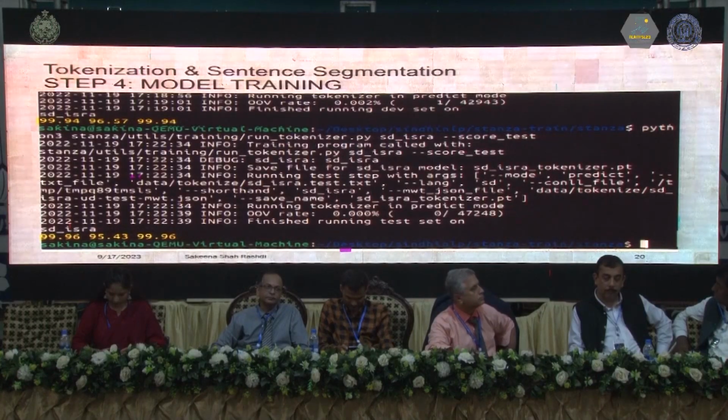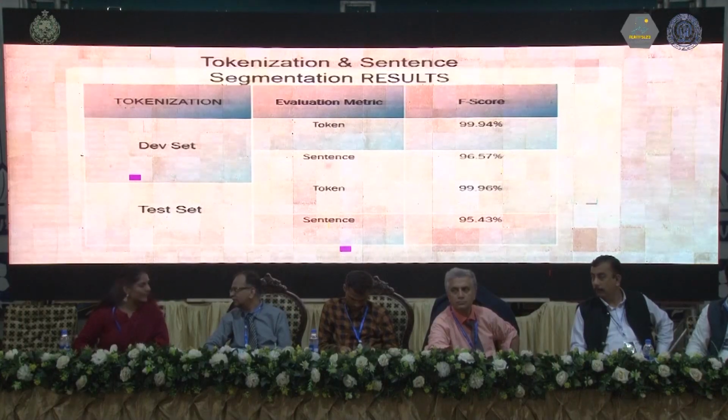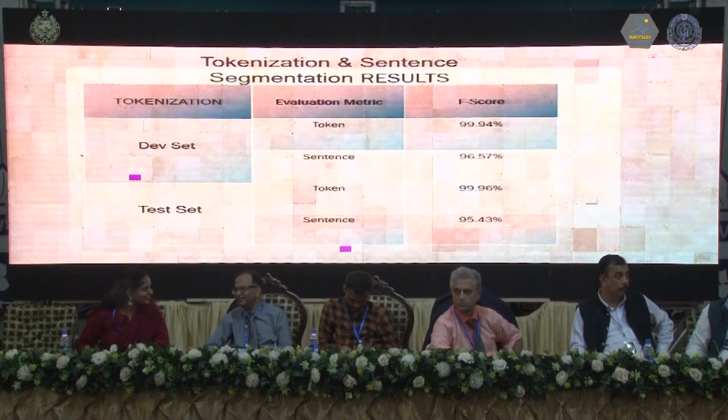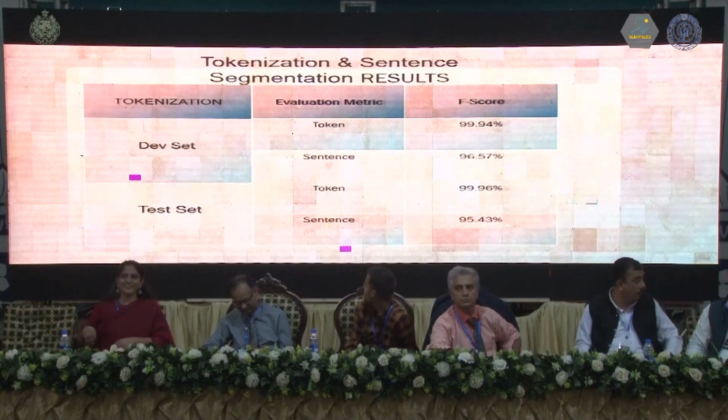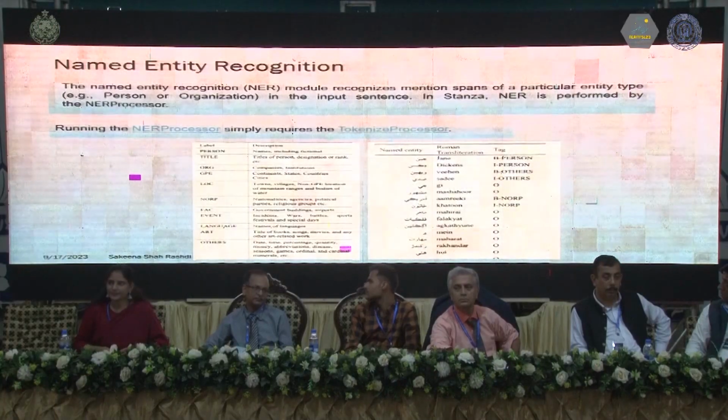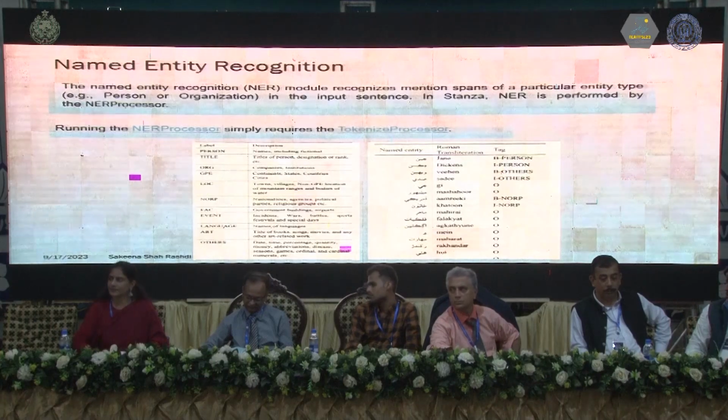We trained our model, and the evaluation metric that we have used is F1 score. In the development set, the F1 score for token is 99.94, and for the sentence, the F1 score is 96.57, and the F1 score in the test set is for token 99.96, and for sentence 95.43%.